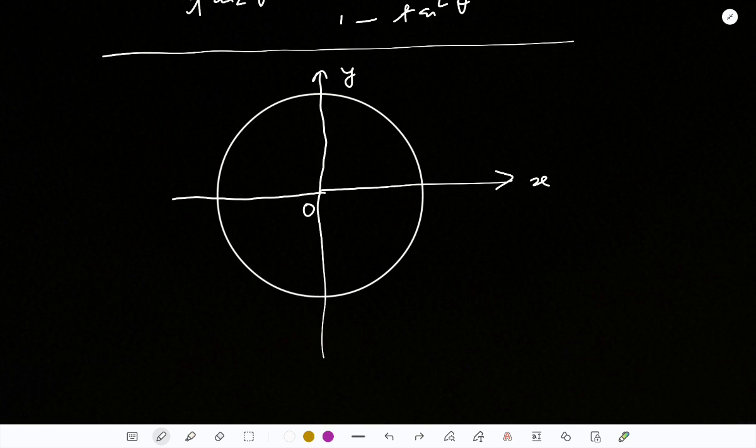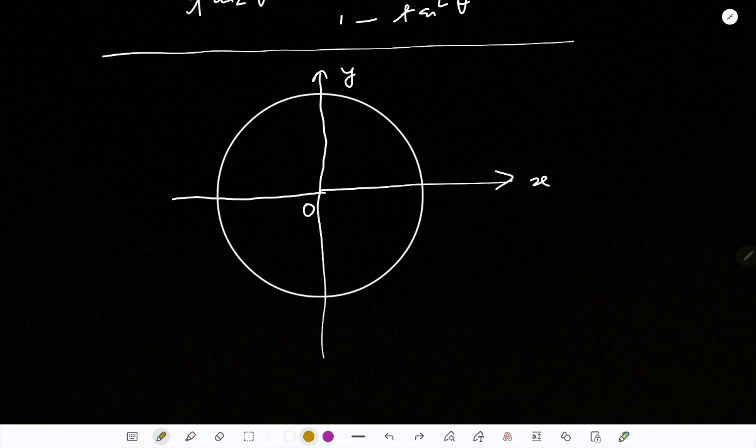And I guess you have prior information of writing coordinates in various quadrants, and you must know that in the first quadrant any point will have both x and y positive. For a point in the second quadrant, x will be negative, y will be positive. In the third quadrant, both coordinates will be negative, and in the fourth quadrant x will be positive and y will be negative.